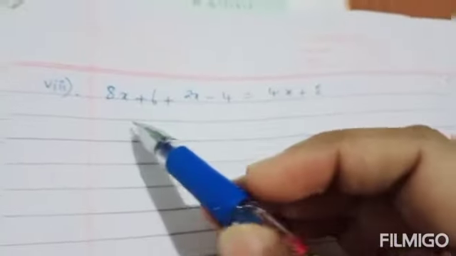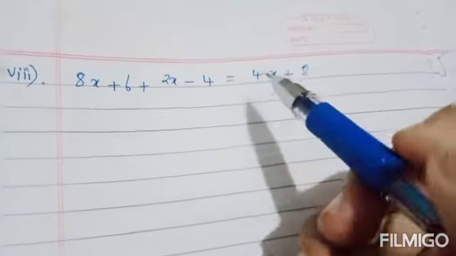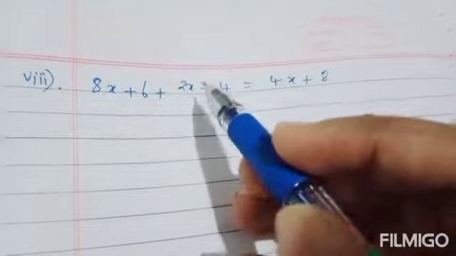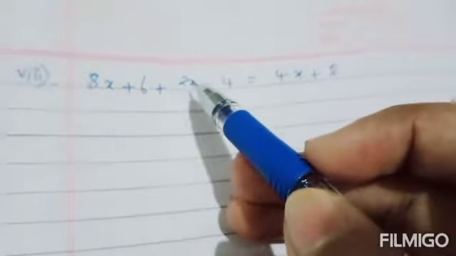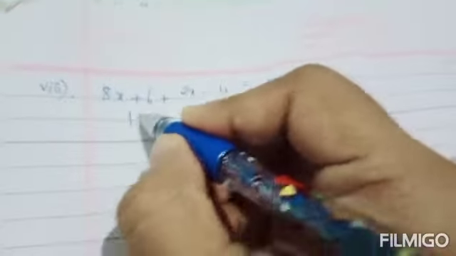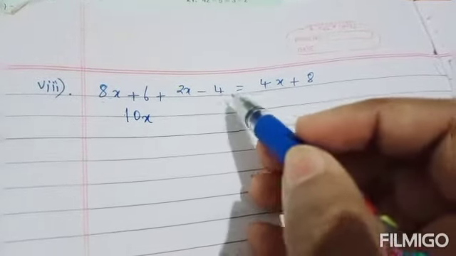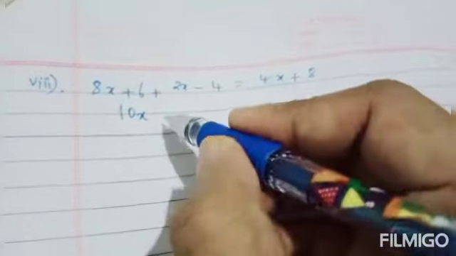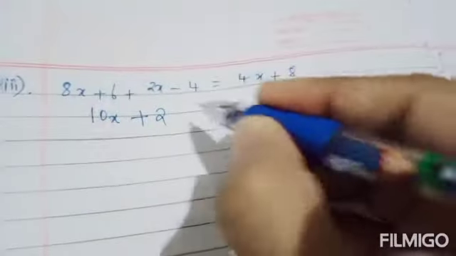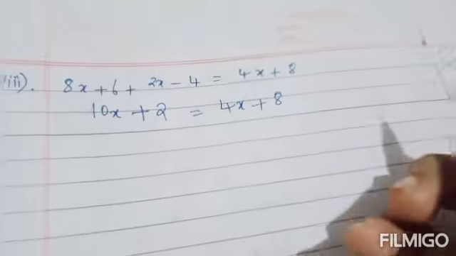Eighth question, 8x plus 6 plus 2x minus 4 equal to 4x plus 8. So here 8x, 2x, they are like terms so we can add them. 8x plus 2x is 10x. Okay, next is 6 and minus 4 is coming. It is plus 2. 6 minus 4 is 2. Okay, equal to, on the right side it is 4x plus 8.